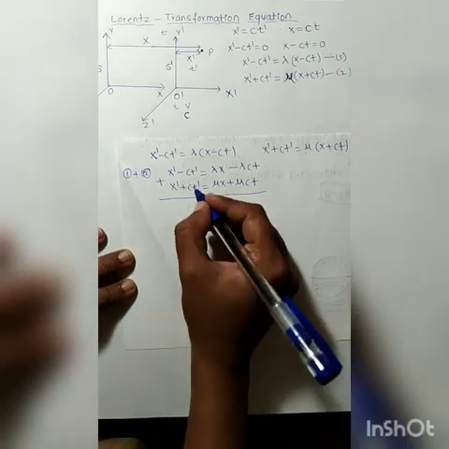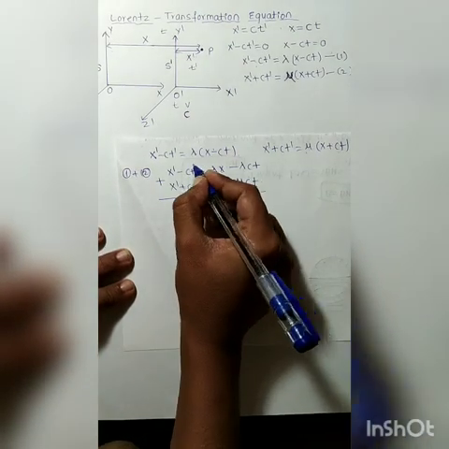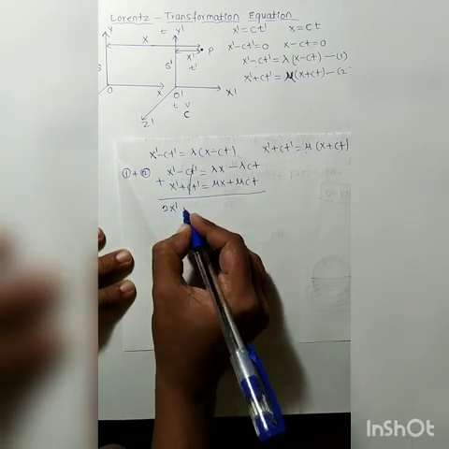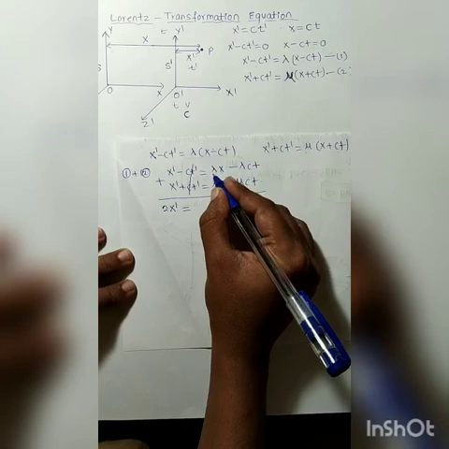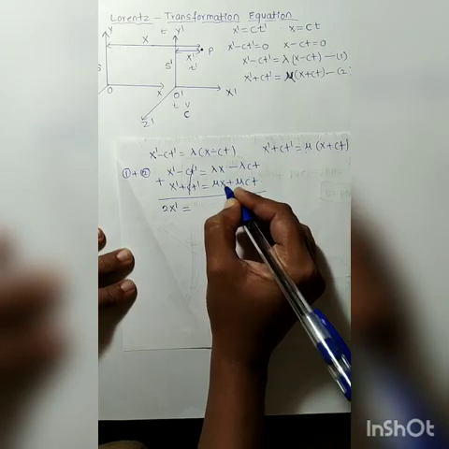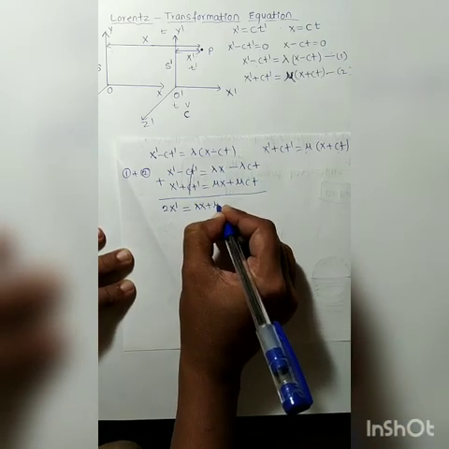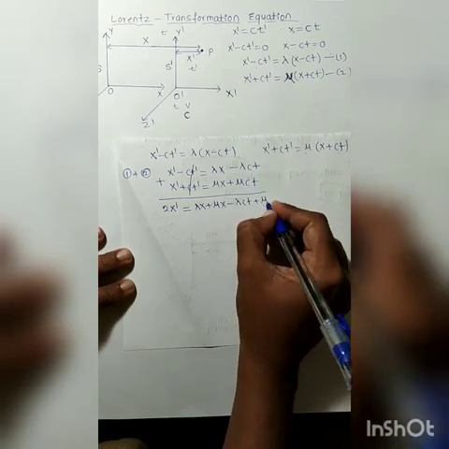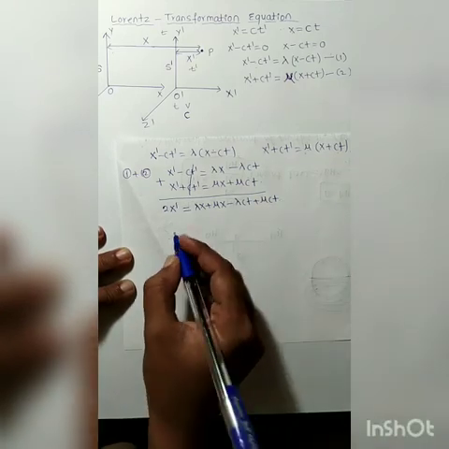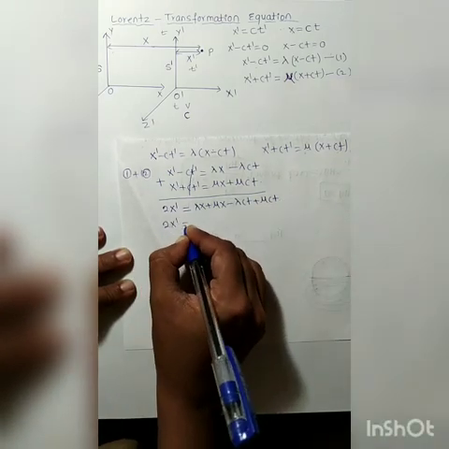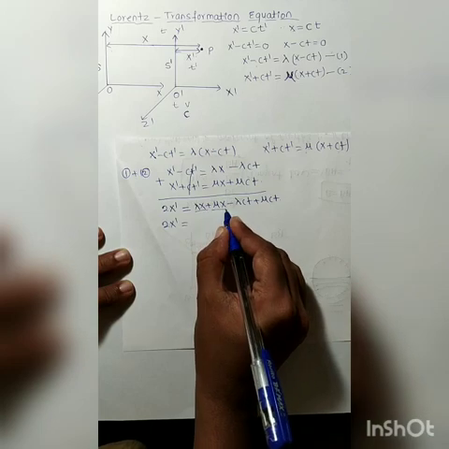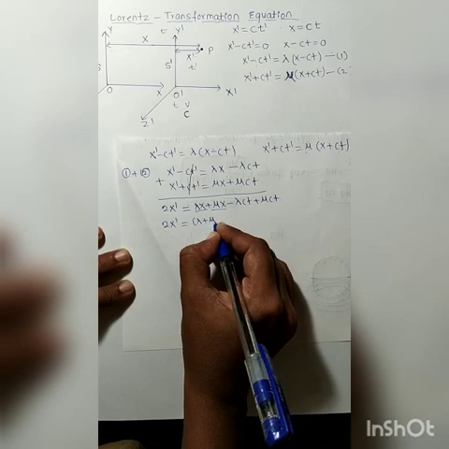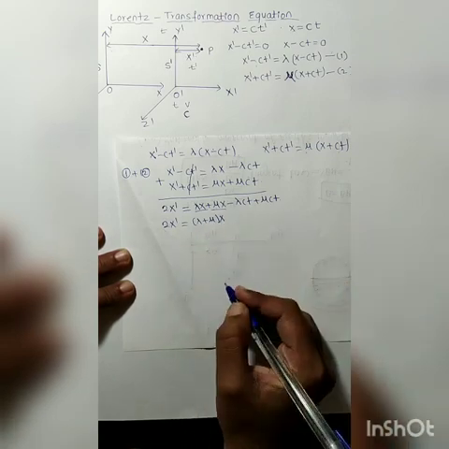So when we are adding, minus c t dash and plus c t dash get cancelled here. So x dash plus x dash is equal to 2x dash, which is equal to lambda x plus mu x, and here minus lambda ct and plus mu into ct. We got the equation. Now 2x dash is equal to, in both x is common, so if you take it outside, we get lambda plus mu inside the bracket into x.